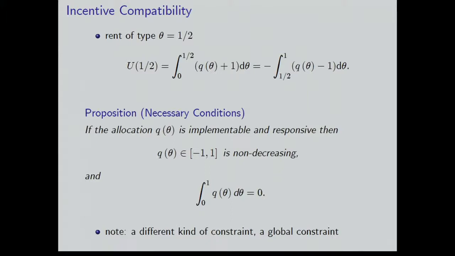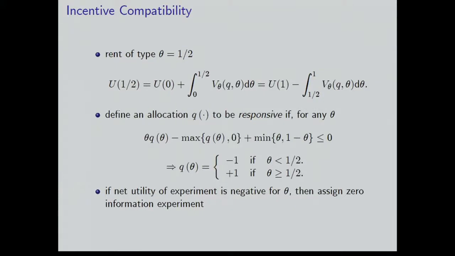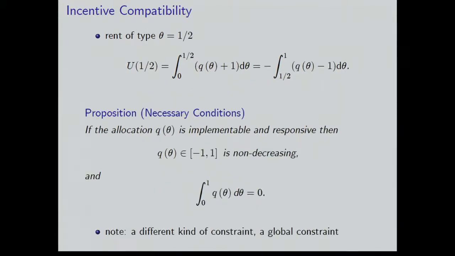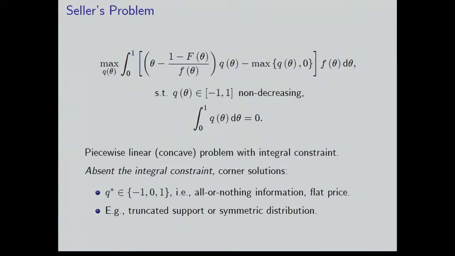So we basically have a necessary condition that says if the allocation Q is implementable and responsive, which guarantees that the participation constraints at the low end at -1 and at +1 are satisfied, then it ought to be the case that this Q, which is simply the difference alpha minus beta, is non-decreasing. But the new condition here is the integral condition, which comes from the fact that the local incentive constraints have to be matched. It says that the integral from 0 to 1 has to add up to 0, so that they converge to the same indirect utility of the mid-type.